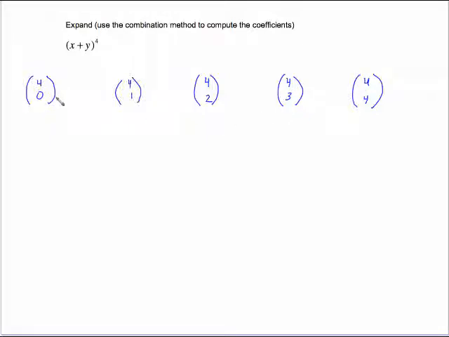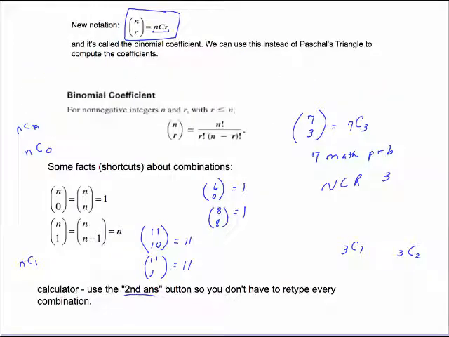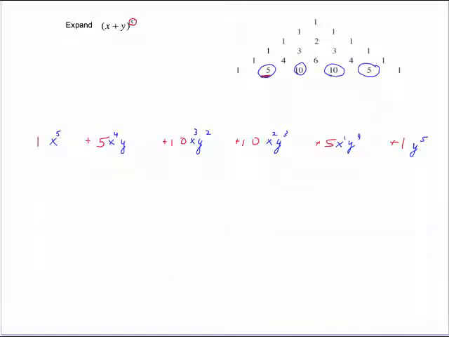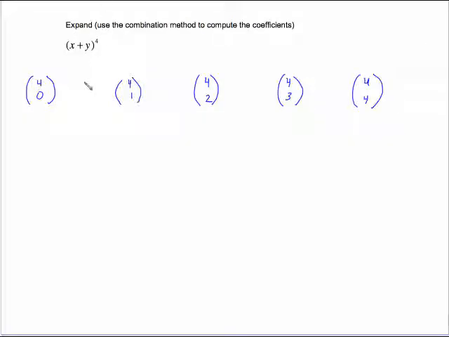The reason we start at 0 is, do you remember back on the first page, we talked about the fact that for x plus y to the 5th, there are 6 terms. There's one more term than the power. That's why we're starting with 0. So to do this arithmetic, you can type it all in the calculator, or you can use my little shortcuts. Something C0 automatically is 1. 4C1 automatically is 4.